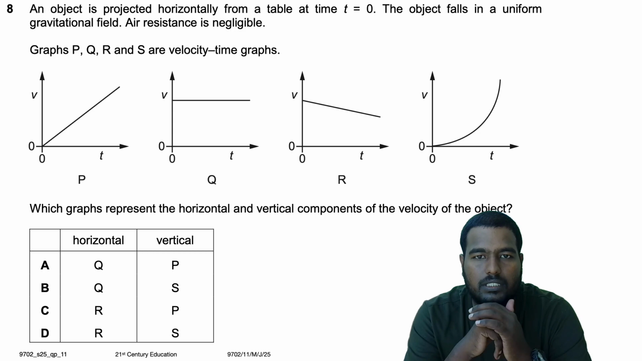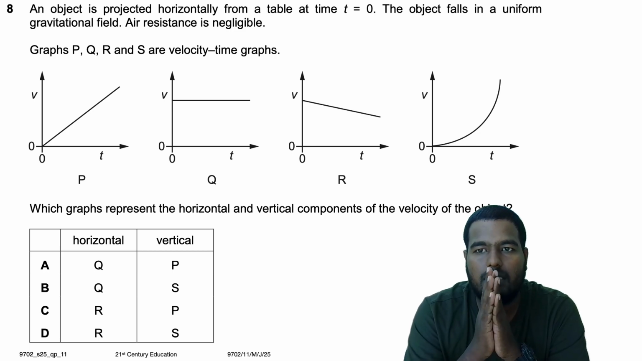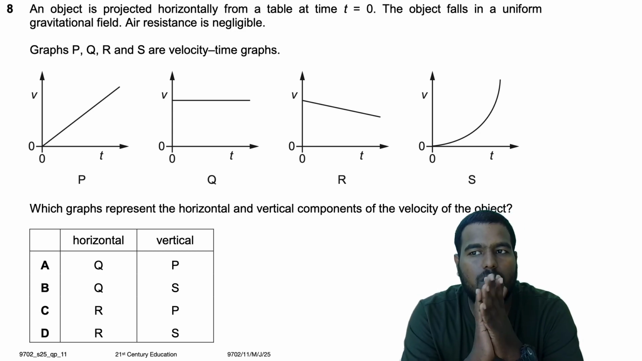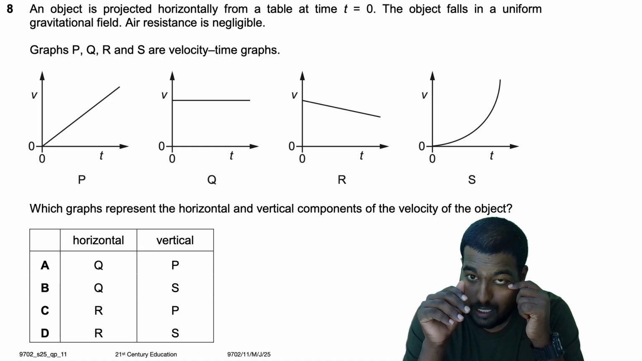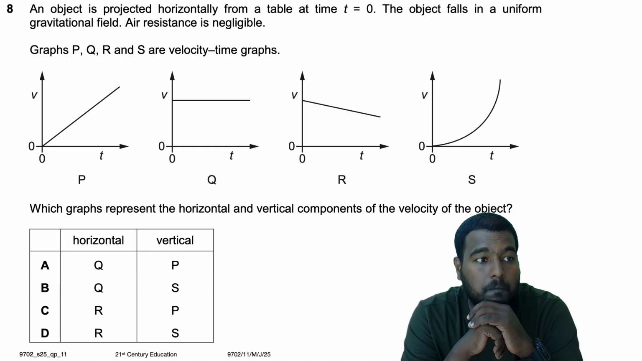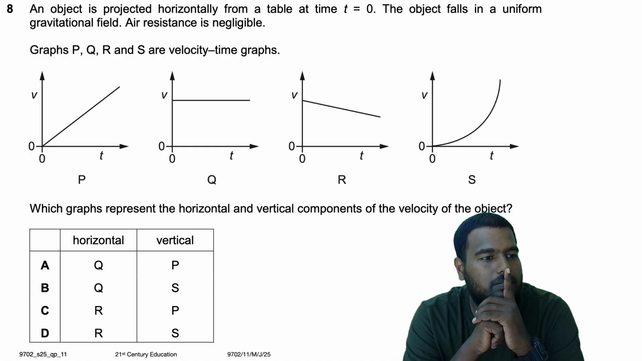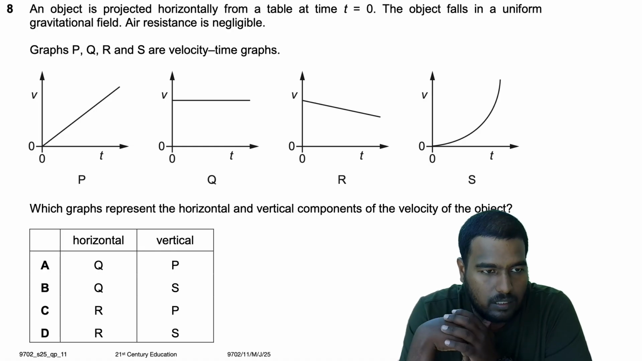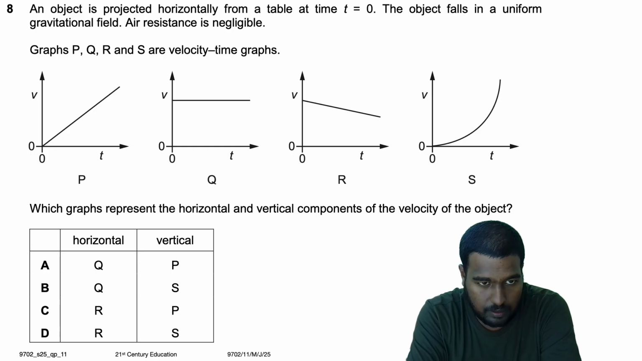An object is projected horizontally from a table at time t equals 0. The object falls in a uniform gravitational field. Air resistance is negligible. Okay. Graphs P, Q, R, and S are velocity-time graphs. Which graph represents the horizontal and vertical components of the velocity of the object?